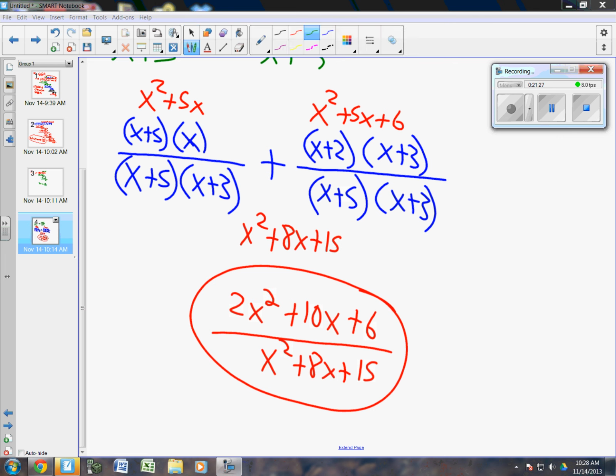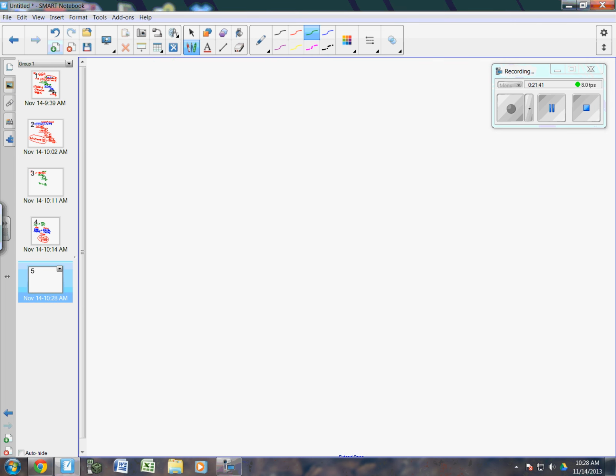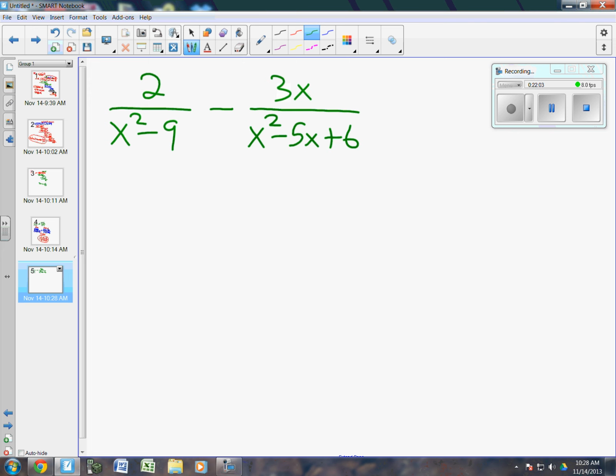Now, subtract, you do the same way, don't you? When you subtract polynomials, the only difference is you're going to be subtracting. Let's do one right here. Okay, I want to go 2 over x squared minus 9 subtract 3x over x squared minus 5x plus 6.